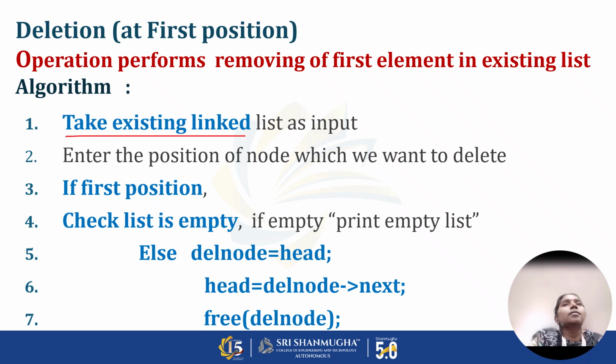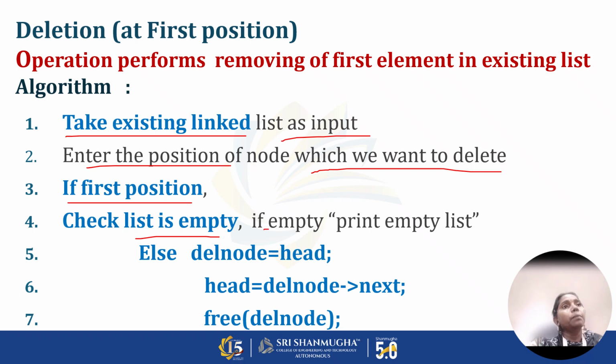Take the existing linked list as input. Then enter the position of the node which we want to delete. For the first position, check whether the list is empty. If empty, print empty list. Else, del node is head, and head becomes del node's next. Free del node.